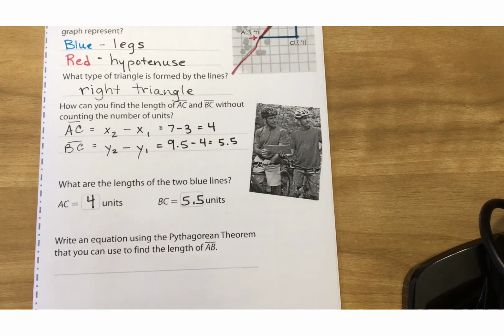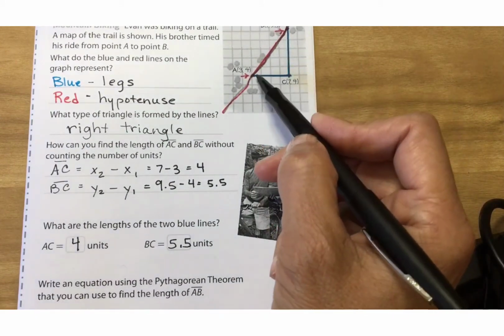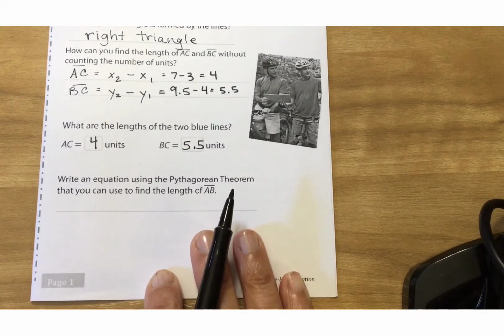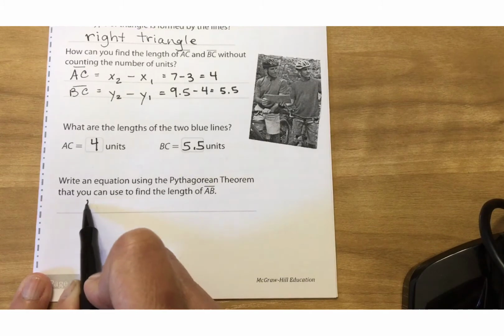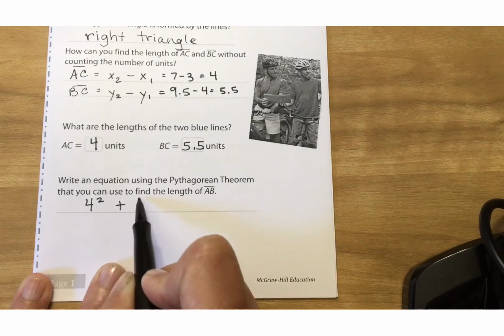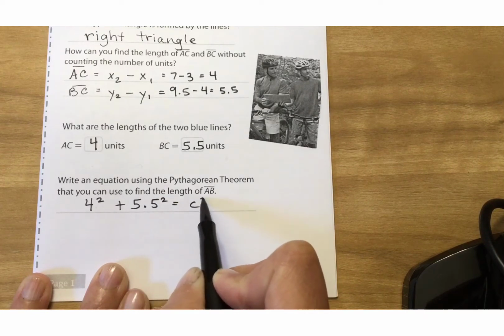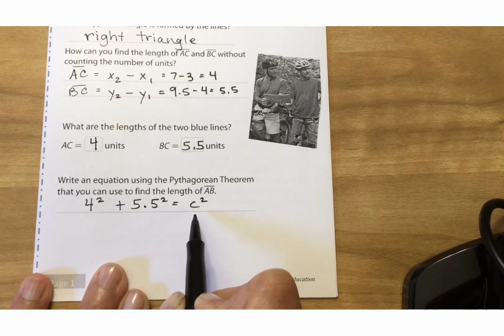From here, we're going to look at writing an equation using the Pythagorean theorem to find the length of AB, because AB is simply the hypotenuse of a right triangle. So we know the two legs are 4 squared, and then we're going to have 5.5 squared. And we're looking for C. So this is a squared plus b squared equals c squared.